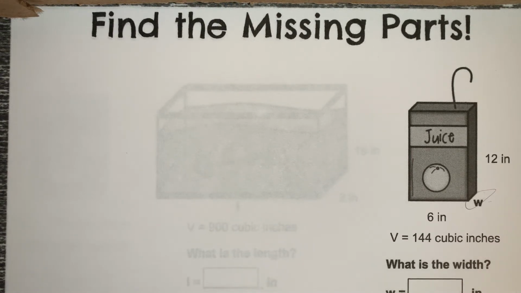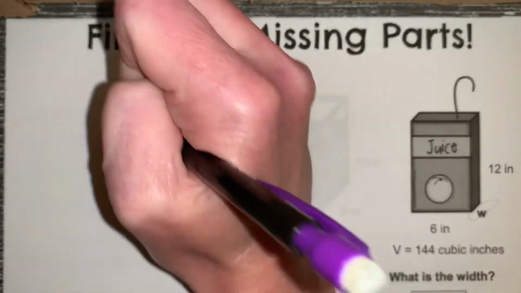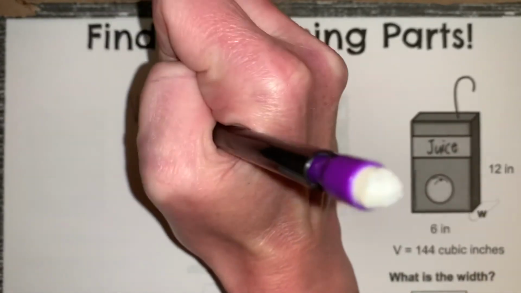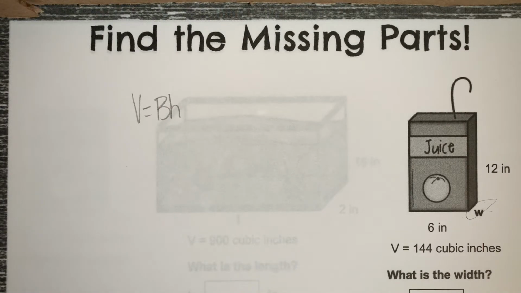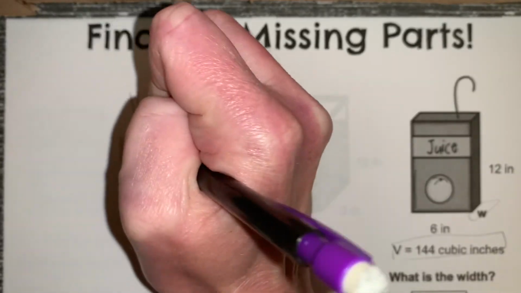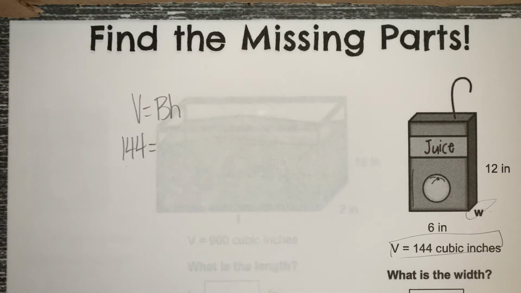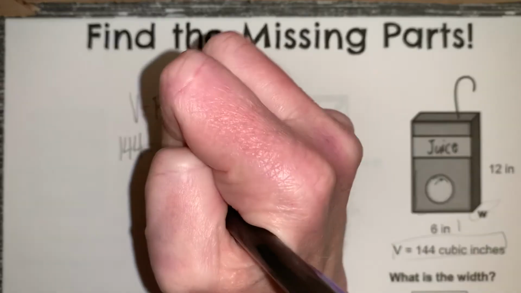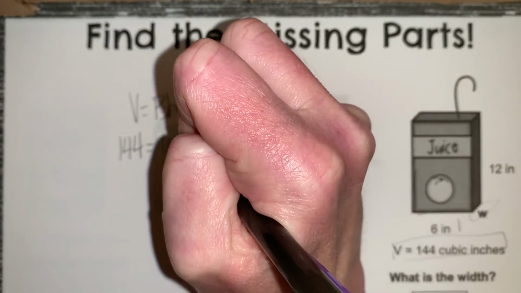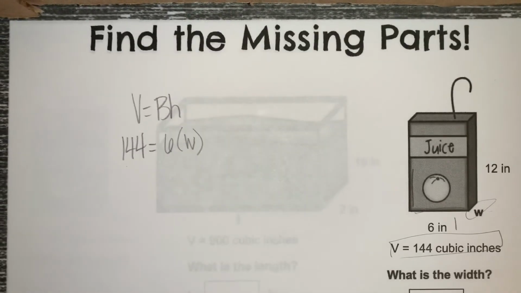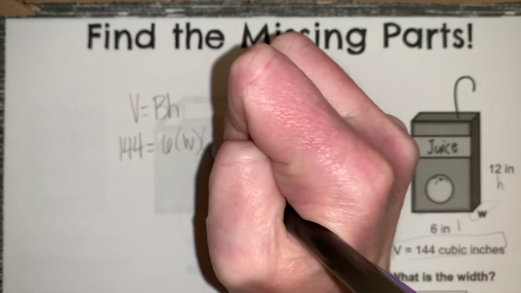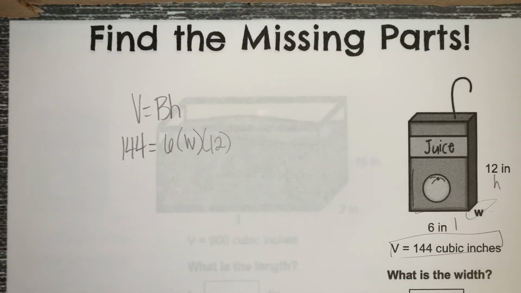So we're going to have to work backwards. We know the formula is area of the base times the height. We know the volume already, so we're going to put 144 in the V's place. We know the length is 6. We don't know the width. We know the height is 12. So 6 times 12 times W has to equal 144.